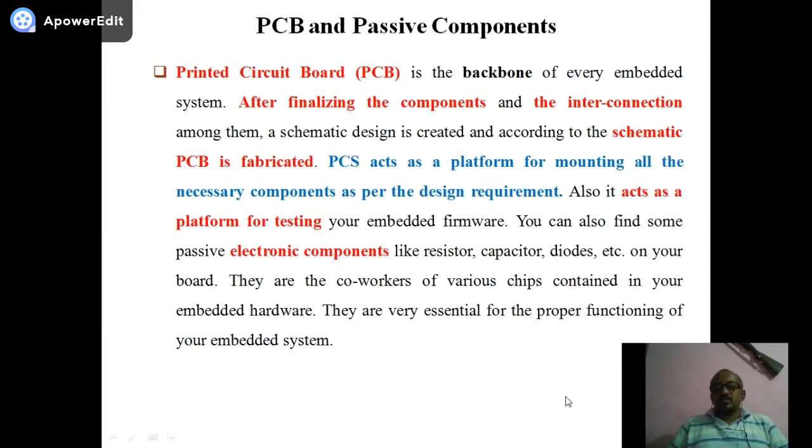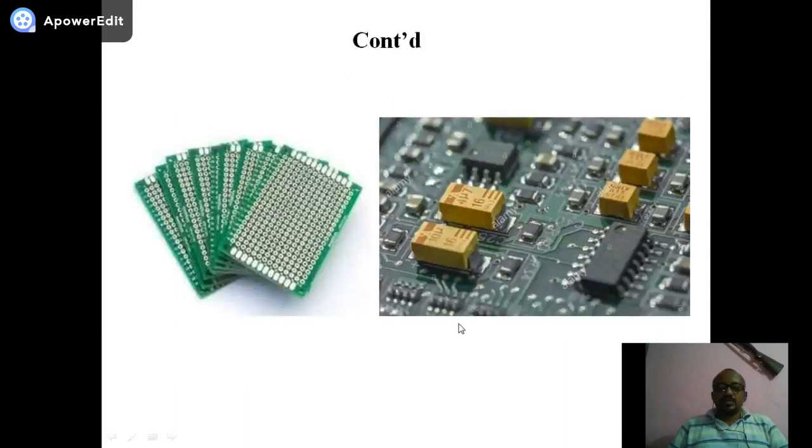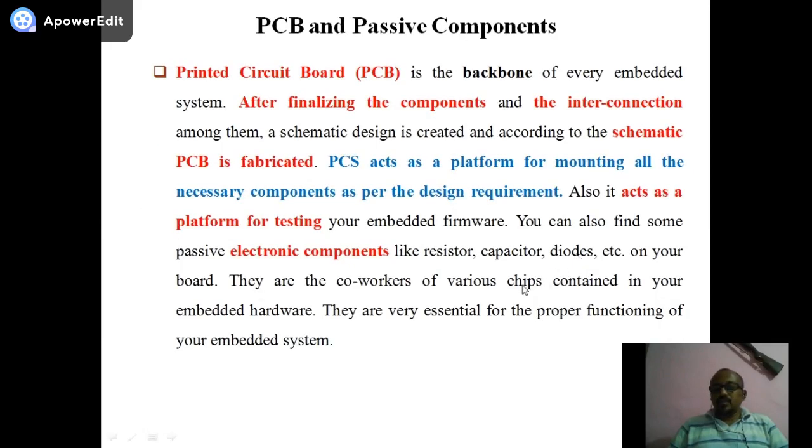Next is the PCB. The printed circuit board is the backbone of every embedded system, because the PCB acts like a platform for mounting all the necessary components as per the design. First we draw the schematic on the PCB board, then we do the etching, and then the components are mounted, such as various chips, resistors, relays, etc.